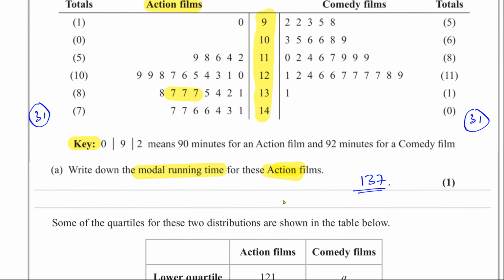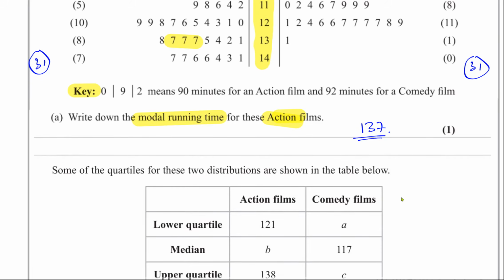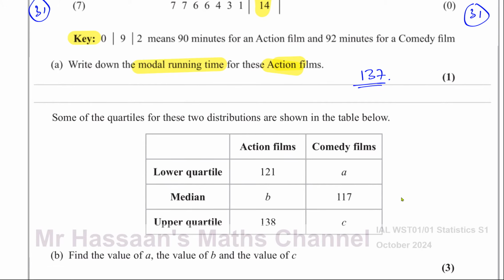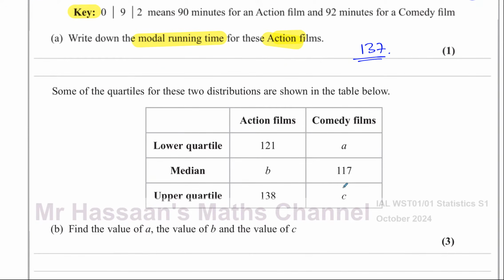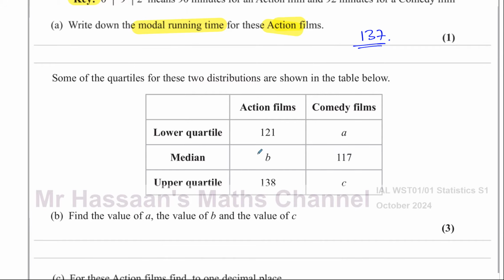Then it says some of the quartiles for these two distributions are shown in the table below. Find the value of A, B, and C. So A is the lower quartile of comedy films, B is the median of action films, and C is the upper quartile of the comedy films. So let's start with the median for B. The median is the middle term.